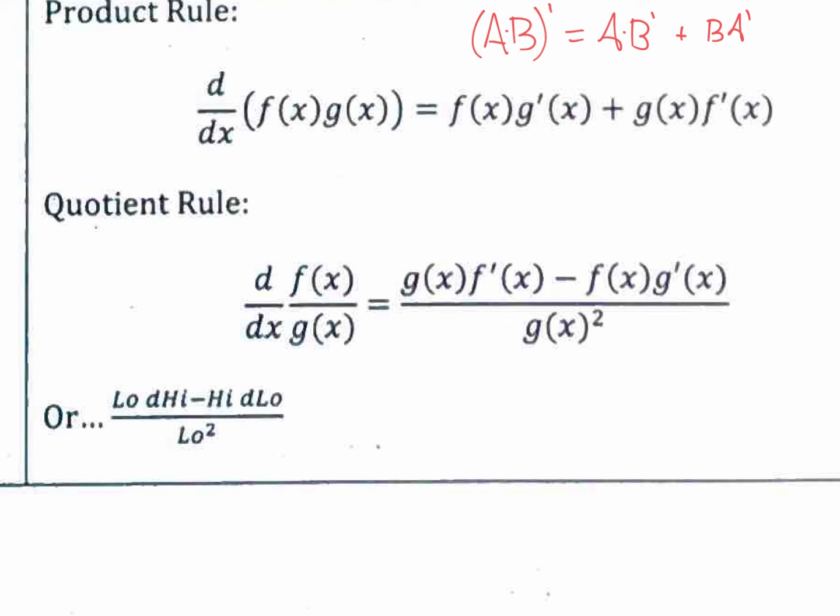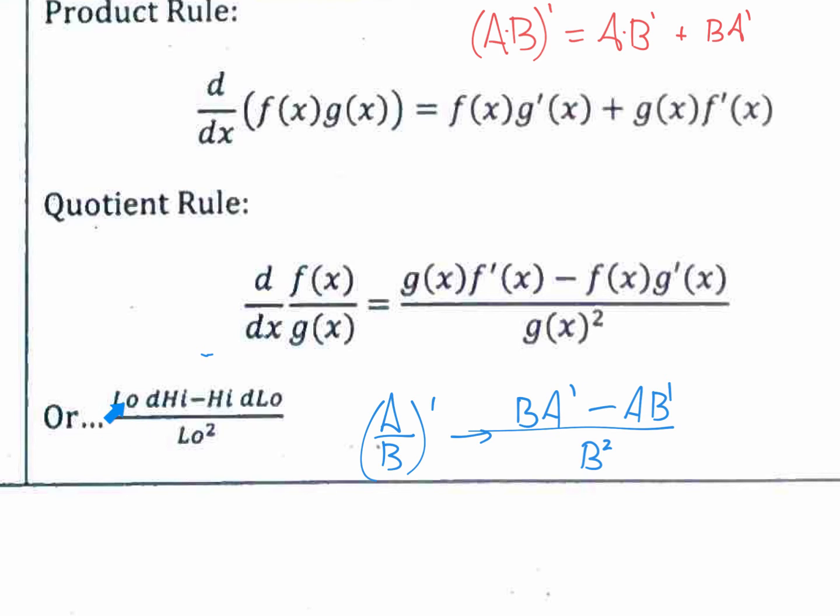If we use a's and b's, right, if I have a over b and I'm taking the derivative of that, that would be b times a prime minus a times b prime all over b squared. And I should make note these are primes, not exponents of 1.